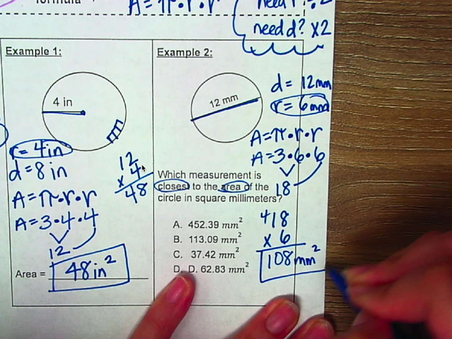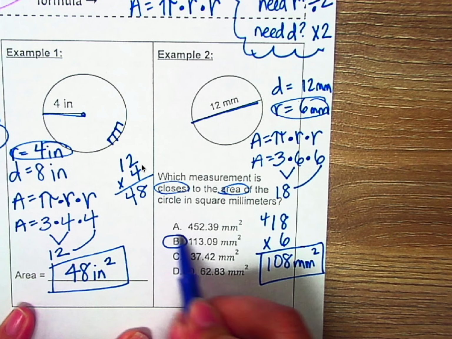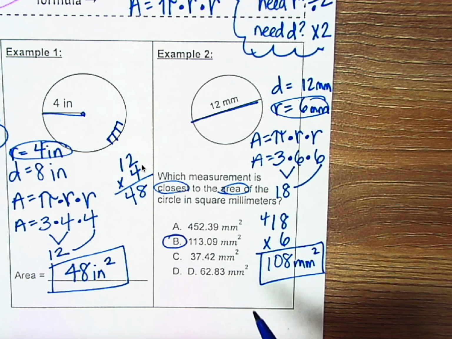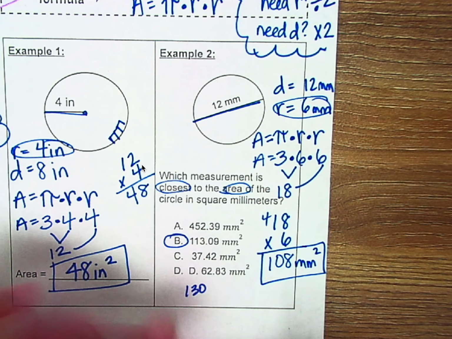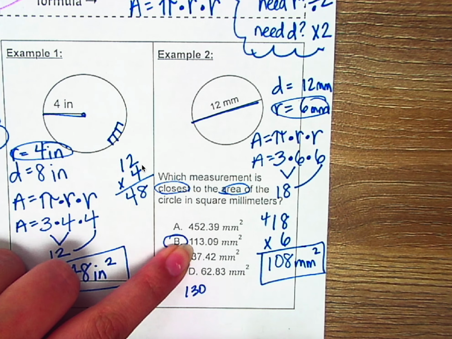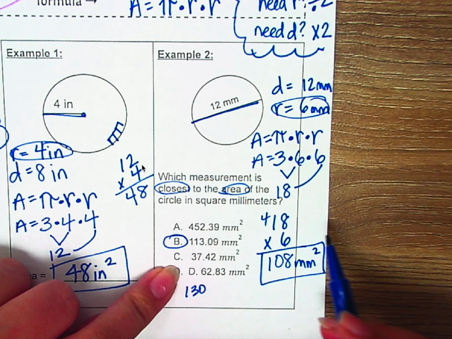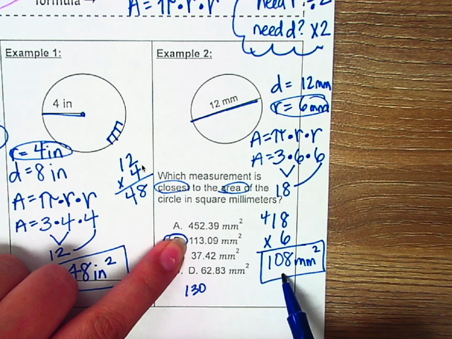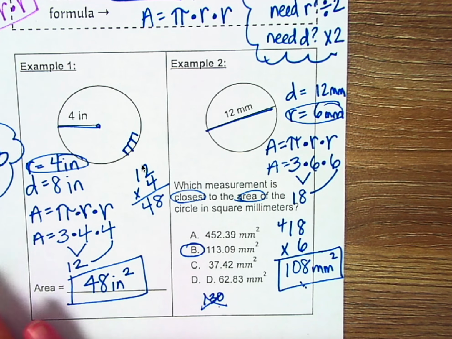So which answer choice is closest? It's going to be B. I see a lot of kids trying to put different answers. If one says 130 and B says 113, you have to look at all of your answer choices before you choose, because 113 is closer to 108 than 130. Okay, turn over on the back.